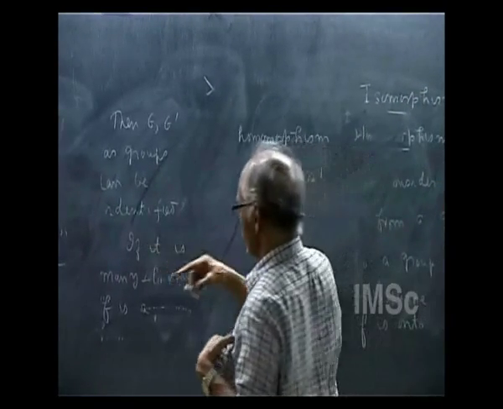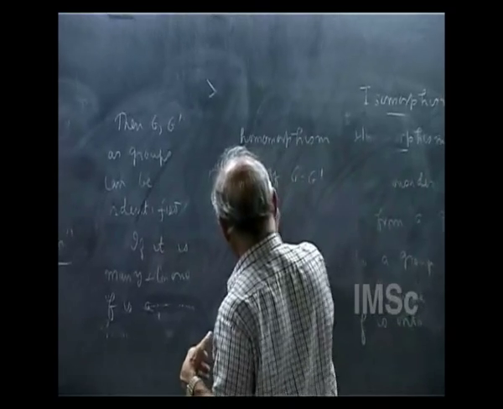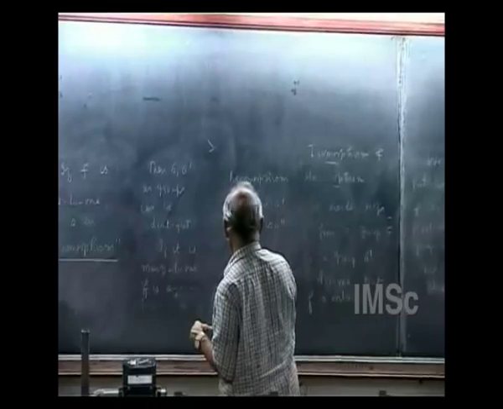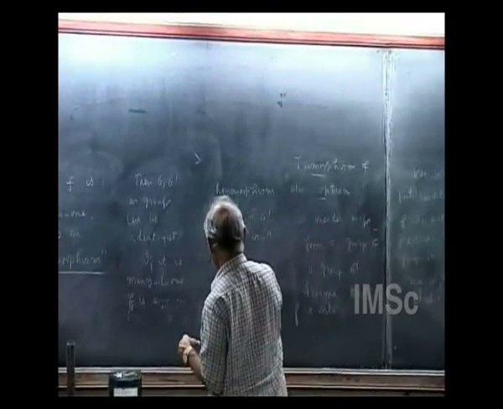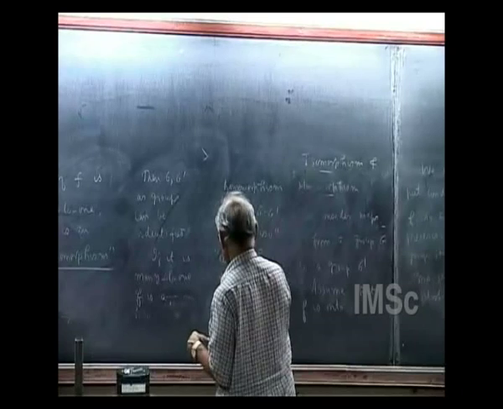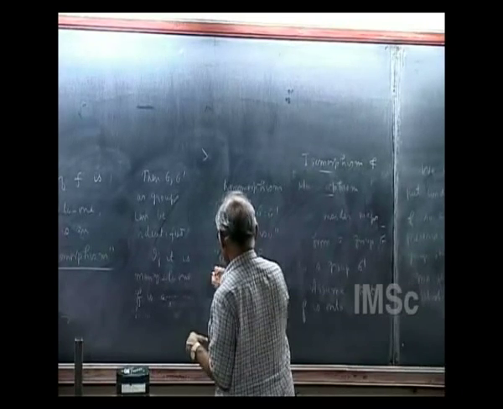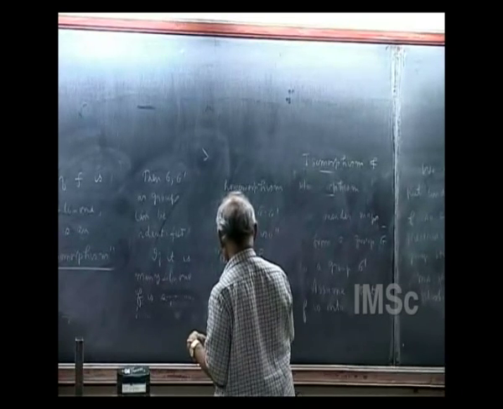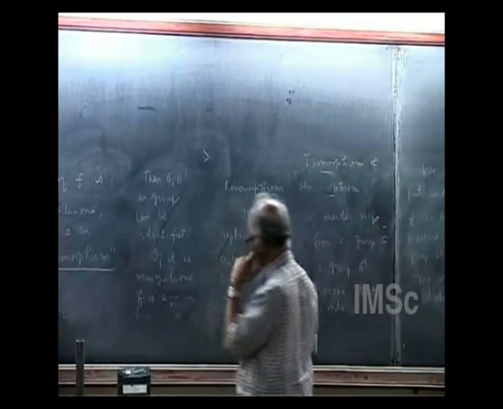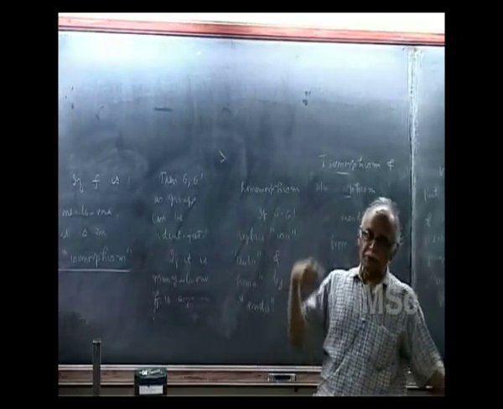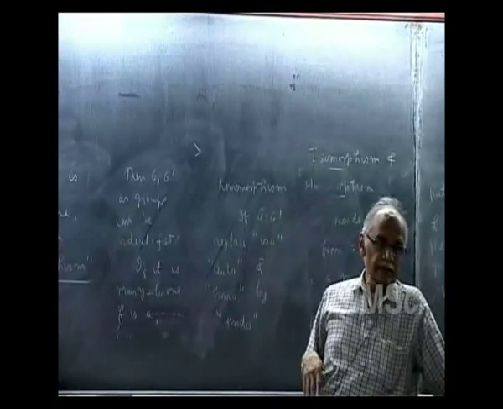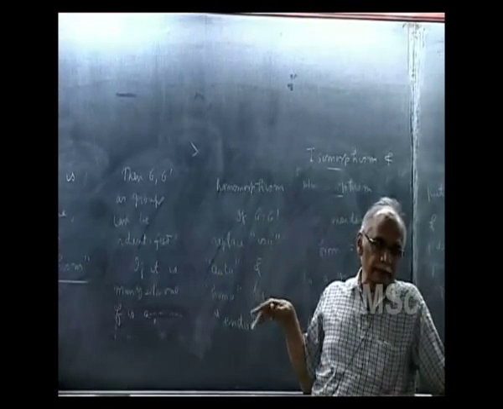Then replace iso by auto, and homo by what? By endo. Okay. So the mapping is a group into itself, preserving the group properties. Okay. Then the words are changed.